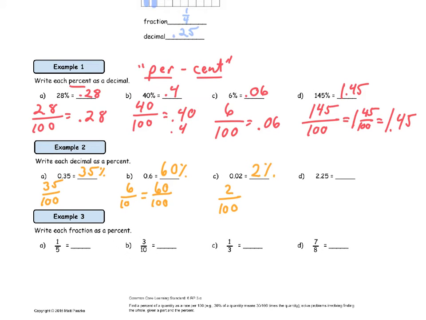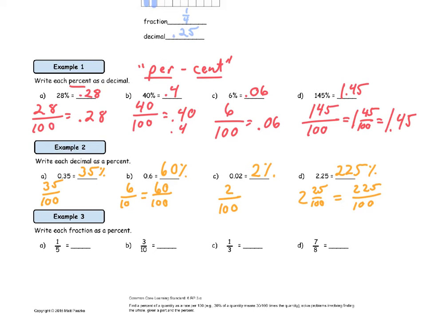Last one here. We have 2 and 25 hundredths. I can change that, recognizing how it relates to letter D in example 1, to 225 all over 100. And there it is. 225%. So that's exactly what it is.